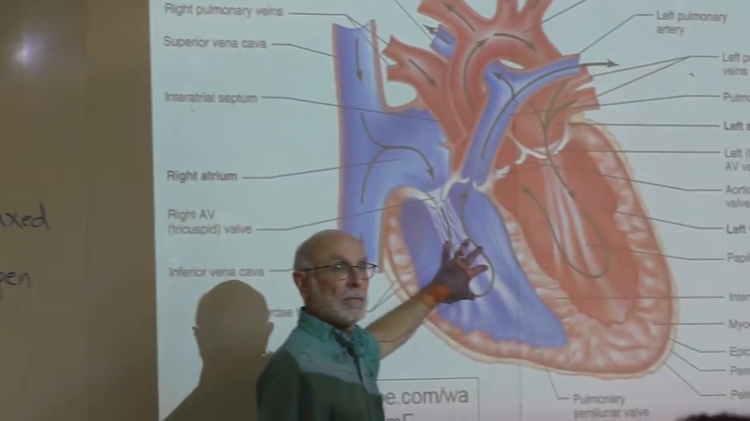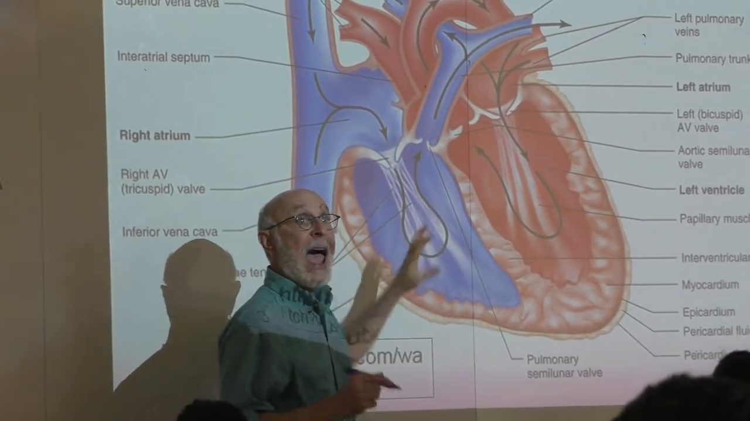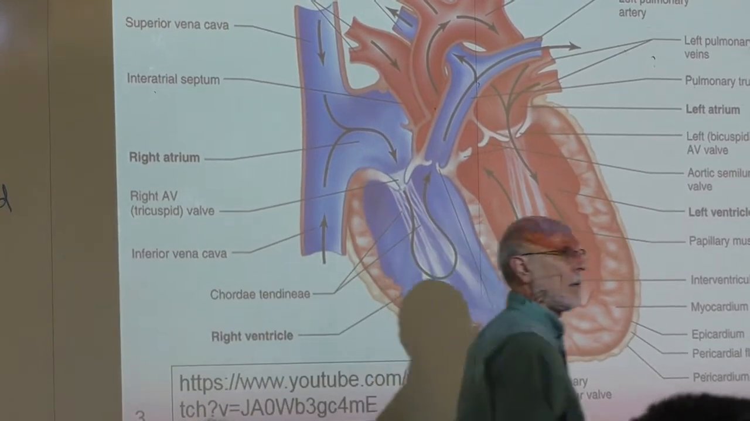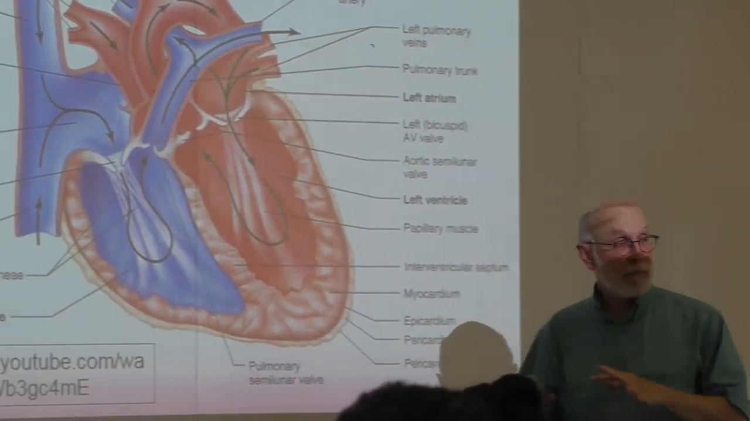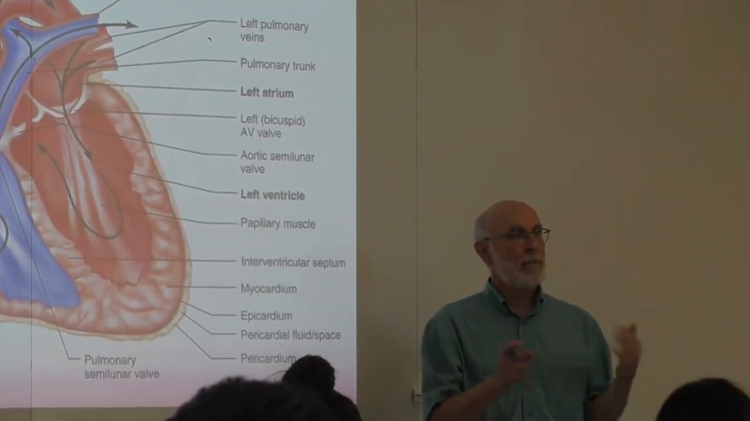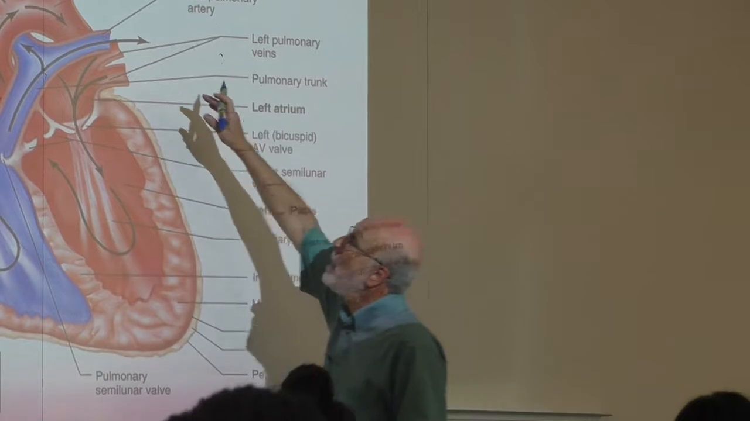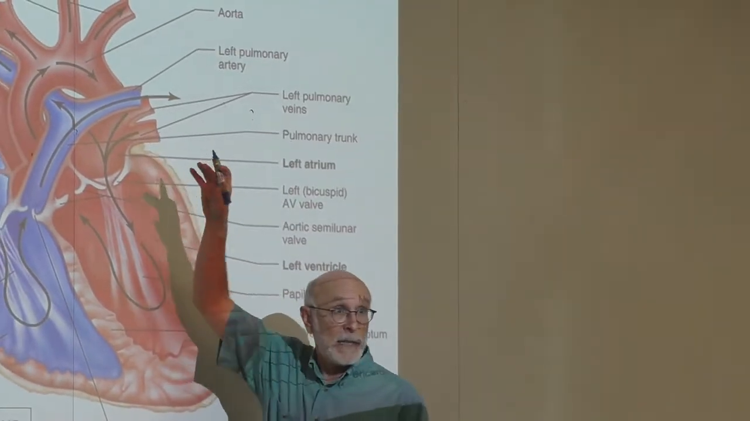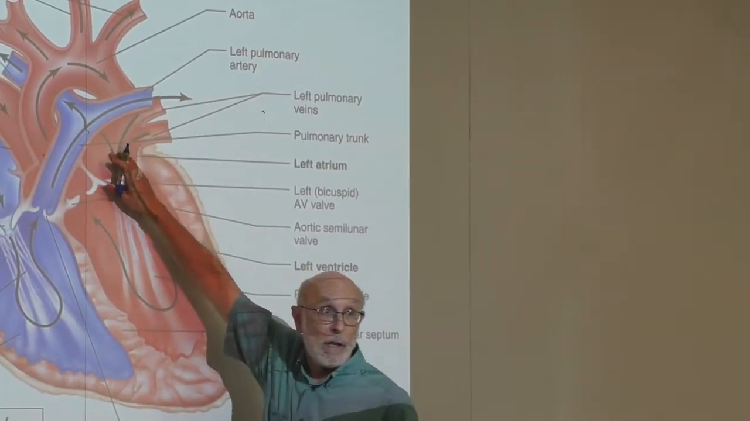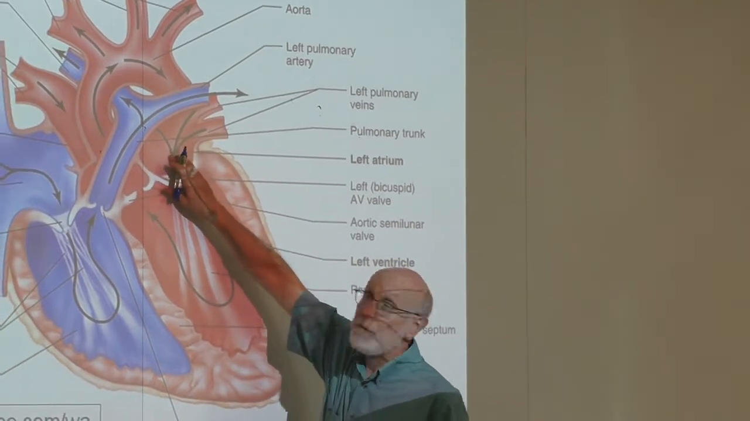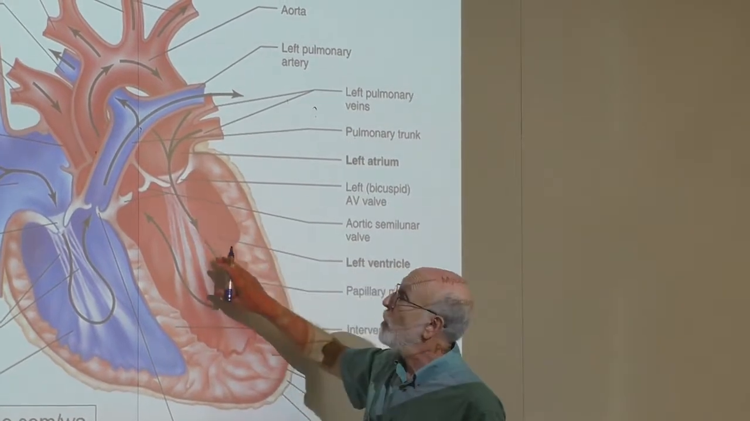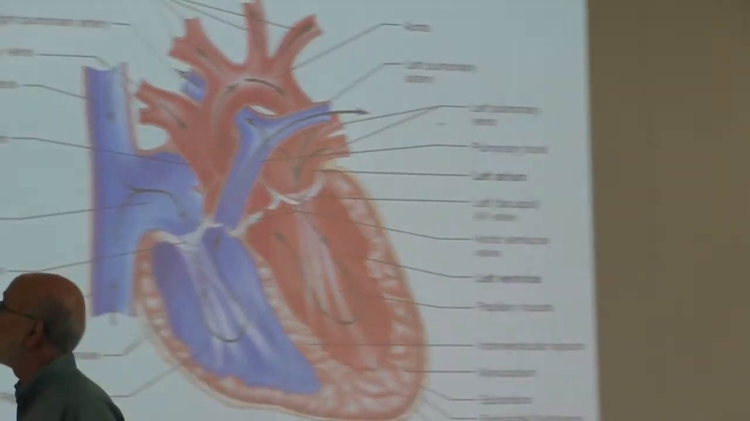into the right ventricle. At the same time, so now I'm moving in space, but I'm not moving in time. At the same time, during diastole, blood is returning from the lungs to the left atrium and is flowing through the bicuspid valve, which is also open.